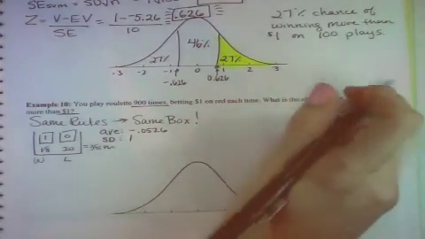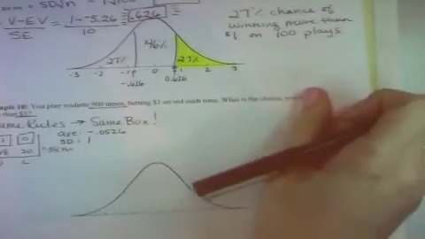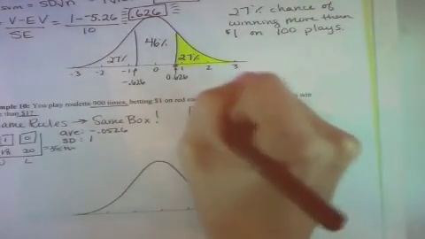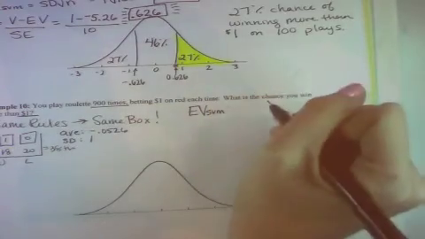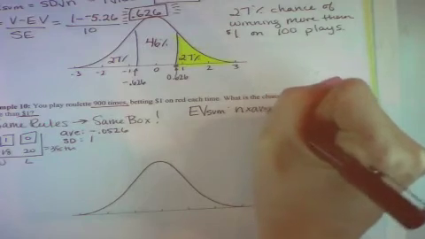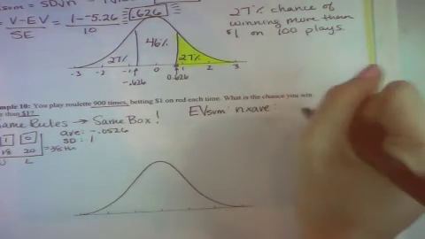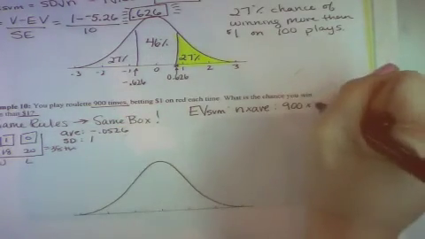So our value of interest is $1. First let's figure out our expected value, how much we can expect to win or lose sitting down. So the expected value of the sum of all of those dollars that we're either winning or losing is n times the average. Well, how many times are we playing? 900 times. And the average of our box we said was minus a nickel.